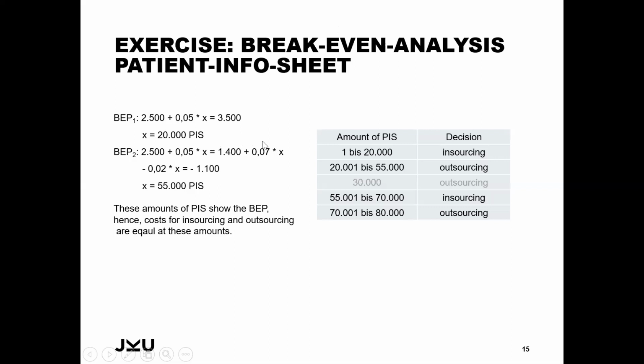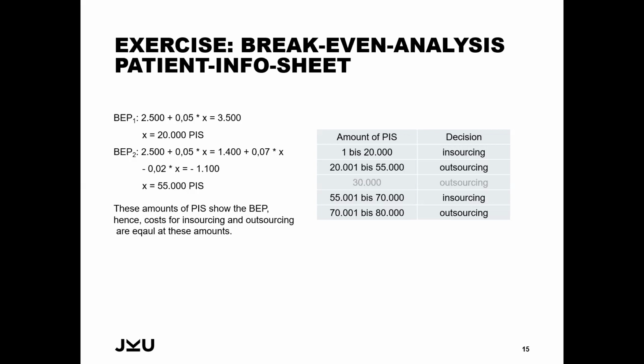Now, what does that mean? That would mean that at precisely 20,000 patient information sheets, it's a break even. So it actually doesn't matter whether we insource or whether we outsource. It's a break even, literally. The cost functions are equal.